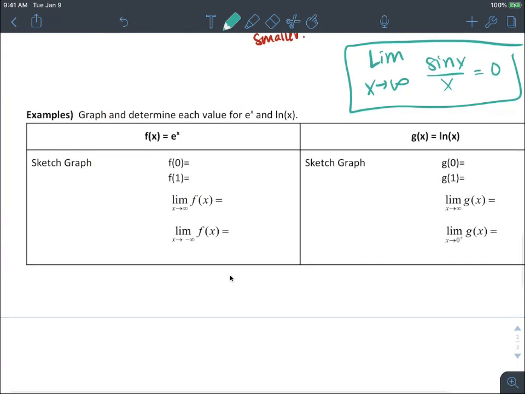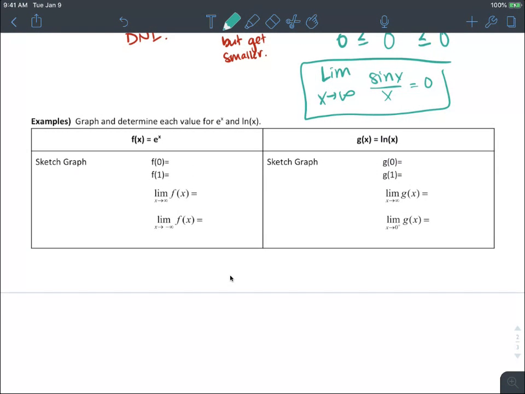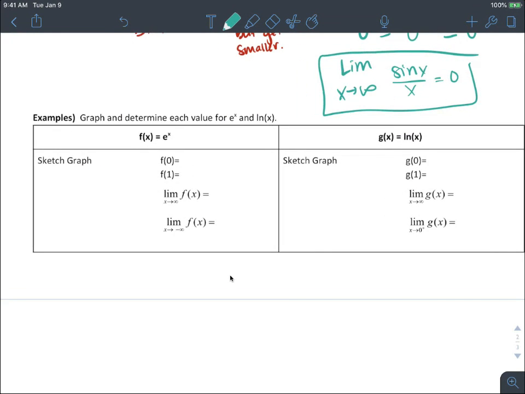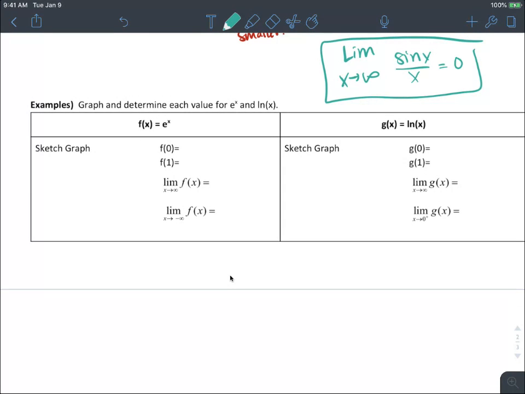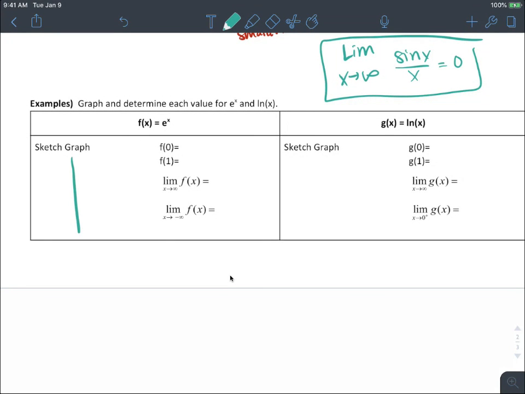Lastly, sketch the graph of e to the x, sketch the graph of ln of x, and then find these key characteristics. So I'm going to go ahead and sketch the graph of e to the x. I know it crosses at 0, 1 because that's how powers work. E to the 0 is 1, and e to the 1 is 2.718 because that's e.